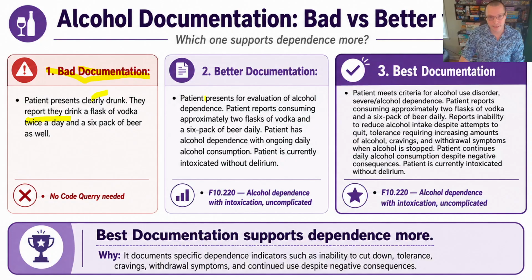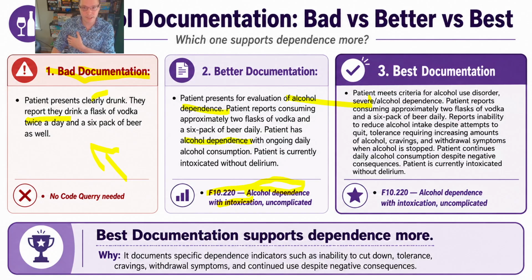A better way of saying it is: patient presents for evaluation of alcohol dependency. Patient reports consuming approximately 2 flasks of vodka a day and a 6-pack of beer. Patient has alcohol dependency with ongoing daily consumption. Since the provider is directly stating it each time, we can now code it. And obviously, we knew the patient was intoxicated. We knew the patient had a dependency issue, but we really couldn't code it with this record here, because as coders, we cannot use clinical indicators. We can only use a provider's direct, explicit language.